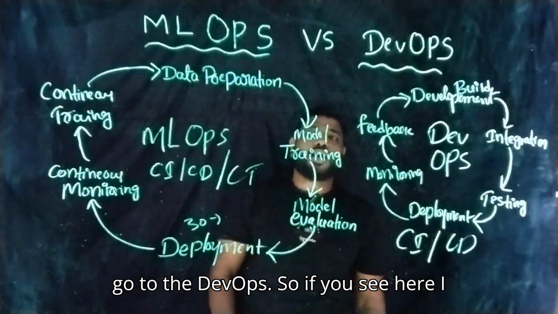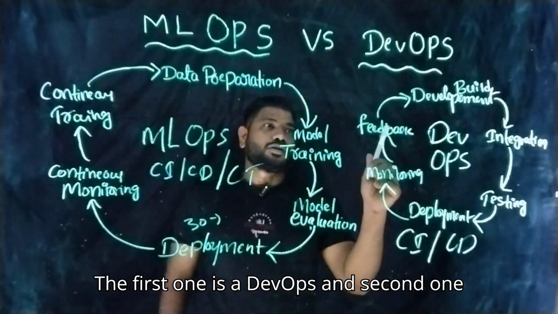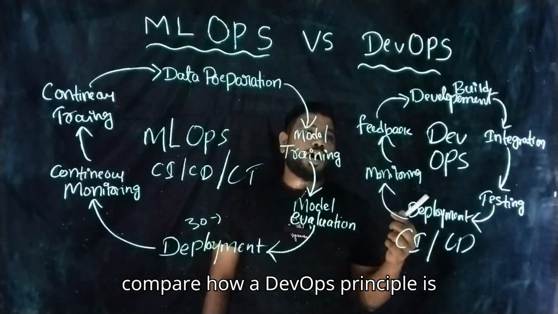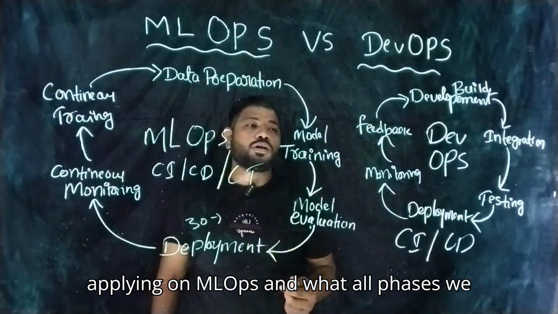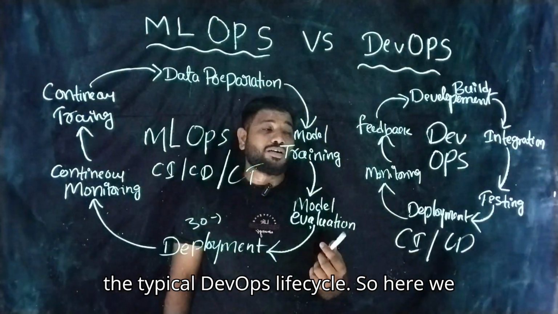So if you see here, I have brought two schematic diagrams. The first one is DevOps and the second one is MLOps, and we are going to compare how DevOps principles apply to MLOps and what all phases we have in each life cycle. So let's go with the typical DevOps life cycle.